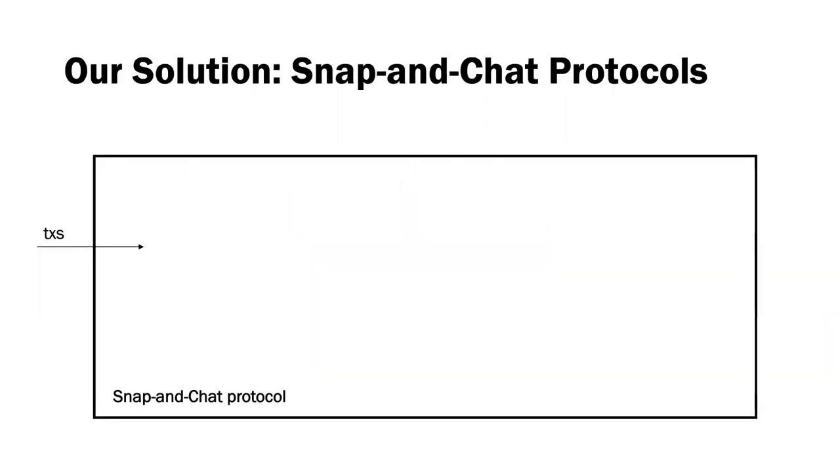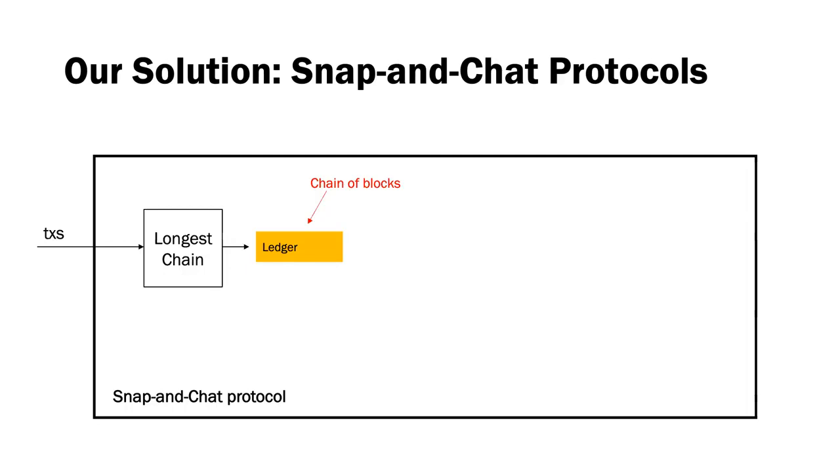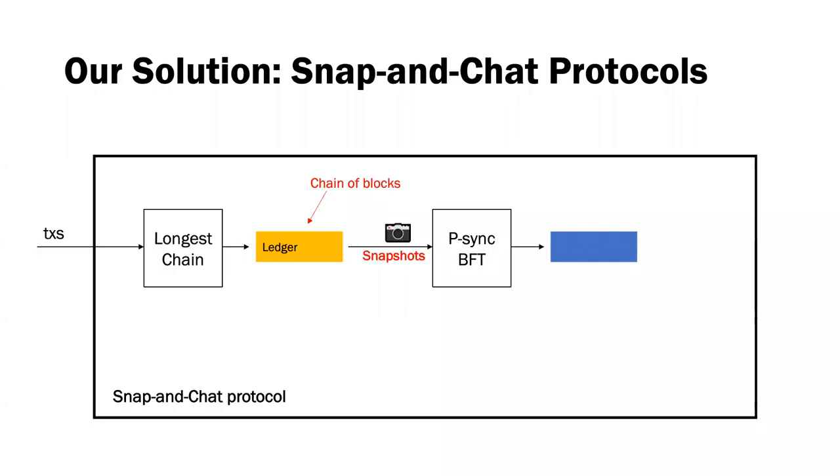Snap and chat protocols employ an almost black box composition of an off-the-shelf longest chain type protocol and an off-the-shelf partially synchronous BFT protocol. Transactions are first ordered by the longest chain type protocol, which outputs a ledger of transactions represented as a chain of blocks. Prefixes of this chain of blocks are then snapshotted and input to the partially synchronous BFT protocol, which in turn outputs a chain of snapshots, that is, a chain of chains of blocks.